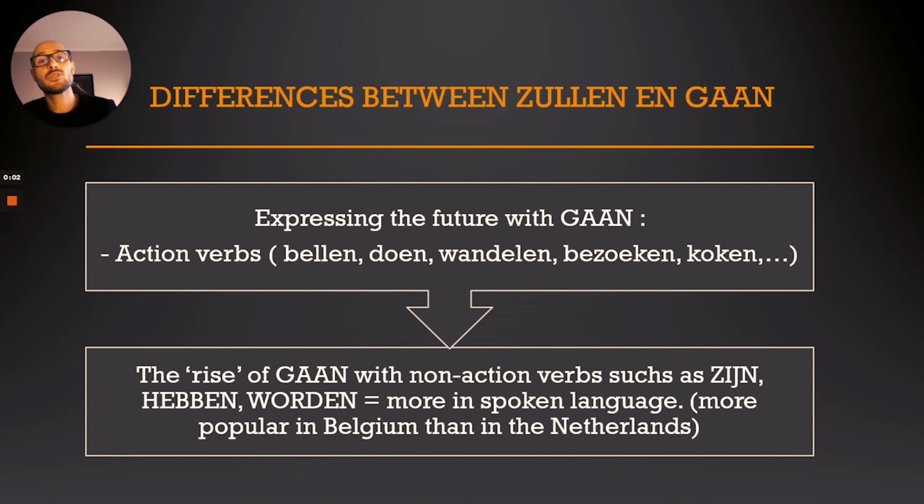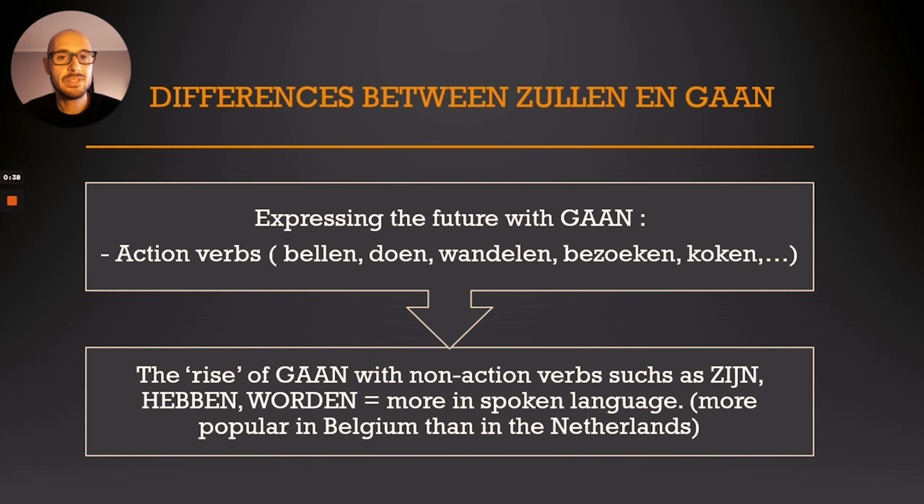So now we are going to speak about the rise of gaan with non-action verbs. What are non-action verbs? Non-action verbs are verbs which do not imply an activity, such as zijn, to be, such as hebben, to have, such as worden, to become. Some examples. Ik ga om 10 uur thuis zijn. I'll be home at 10 o'clock. Ik ga veel kleren hebben. I'll have a lot of clothes. Ik ga later dokter worden. I will become a doctor later.